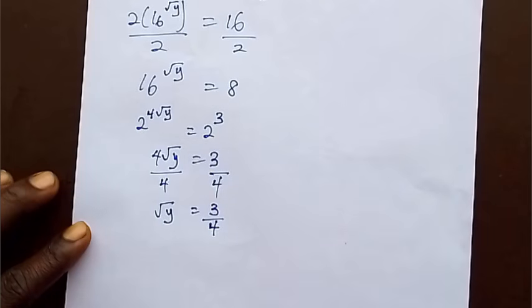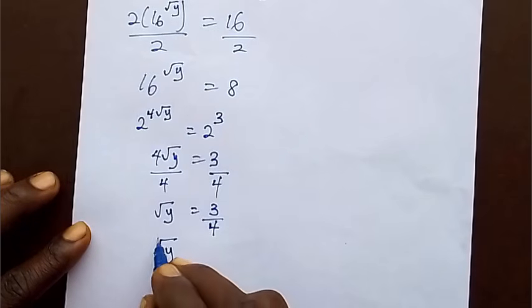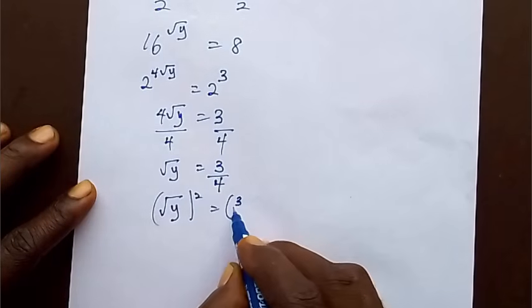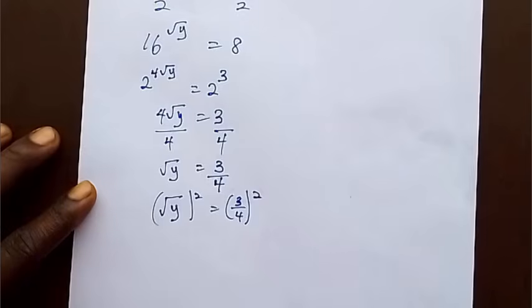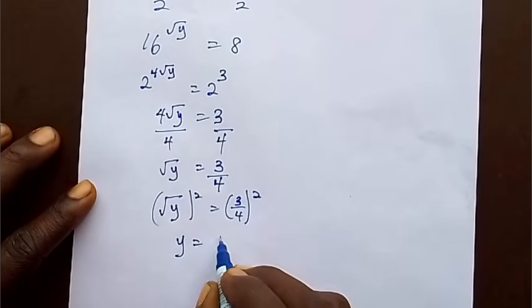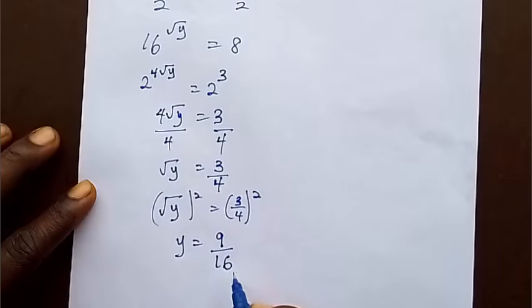We are after y, but not the root of y. So we square both sides to take off the root sign. This is going to give us root y all squared equals 3 over 4 all squared. From this, we conclude that y equals 9 on 16.